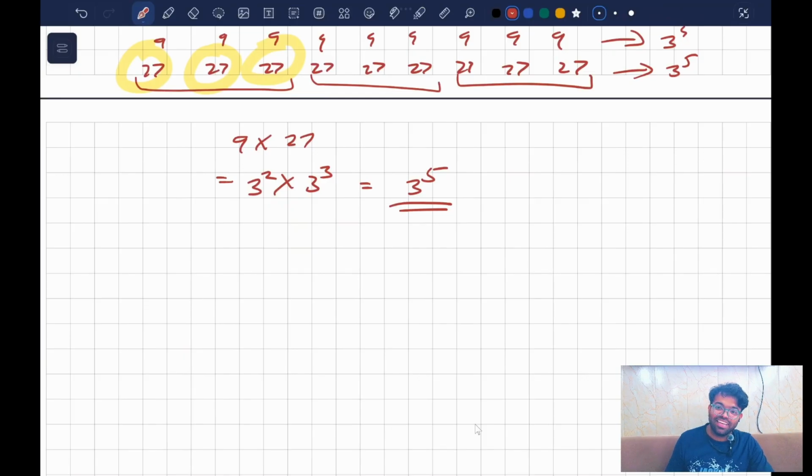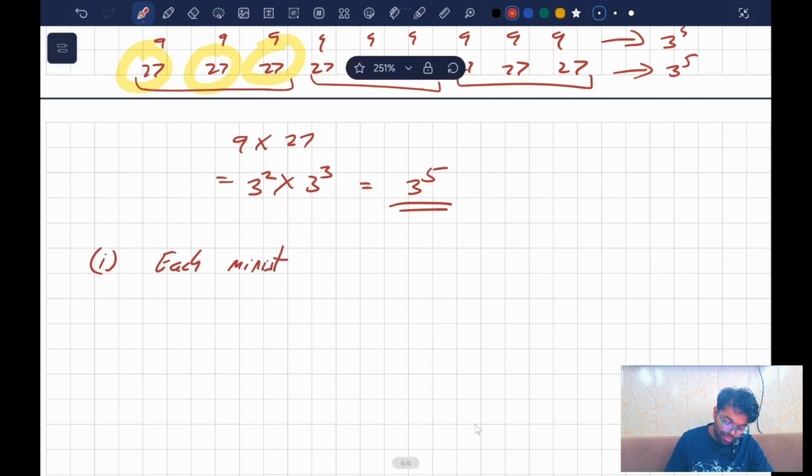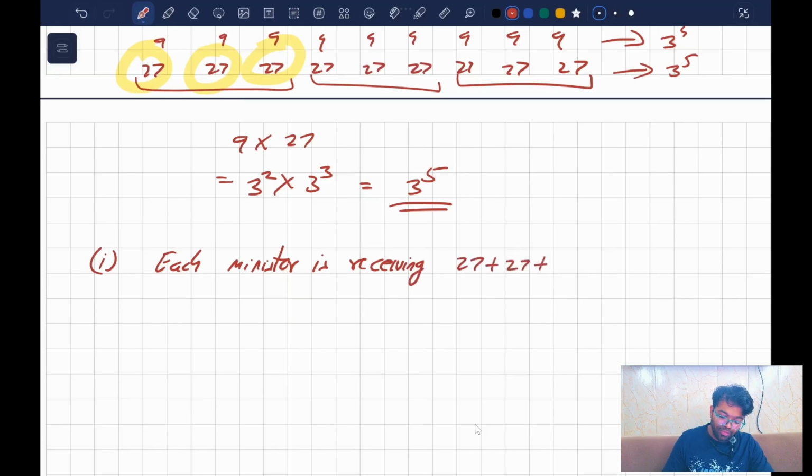27 is 3... 81. He is receiving 81 gold coins. Okay. So, सबसे पहले का आंसर क्या है? Each minister is receiving 27 plus 27 plus 27 is equal to 81 gold. गलत हो गया था ना ये?